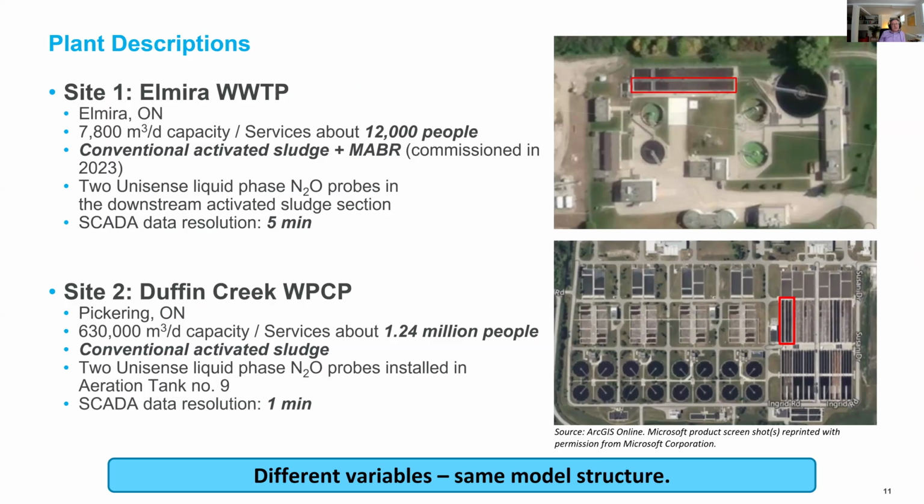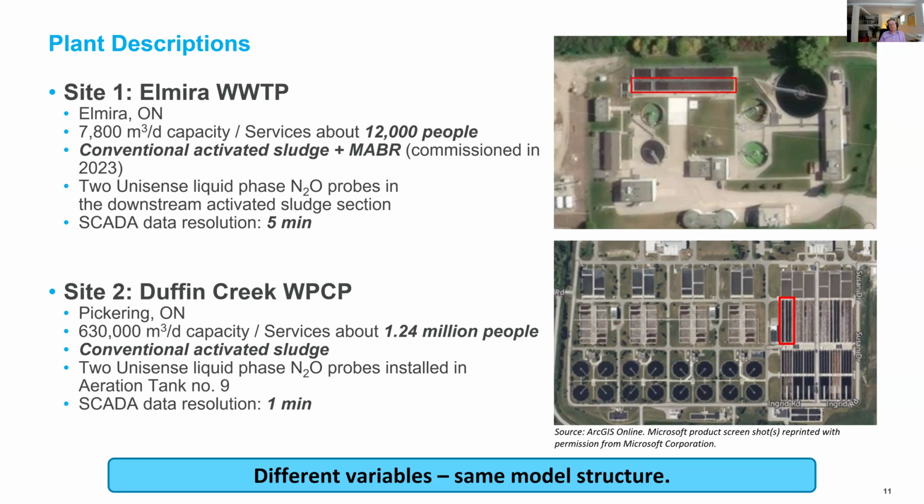Okay, so let's jump into the two case studies. We have Elmira, a plant in Ontario, rather small plant, serves about 12,000 people. It's a project where the conventional activated sludge plant was extended or upgraded by an MABR module or modules. We also had two Unisense liquid phase N2O sensors downstream of the MABR tank. At that plant, we had a data resolution of about 5 minutes, plus lab data. And because it's a small plant, the lab data was rather limited.